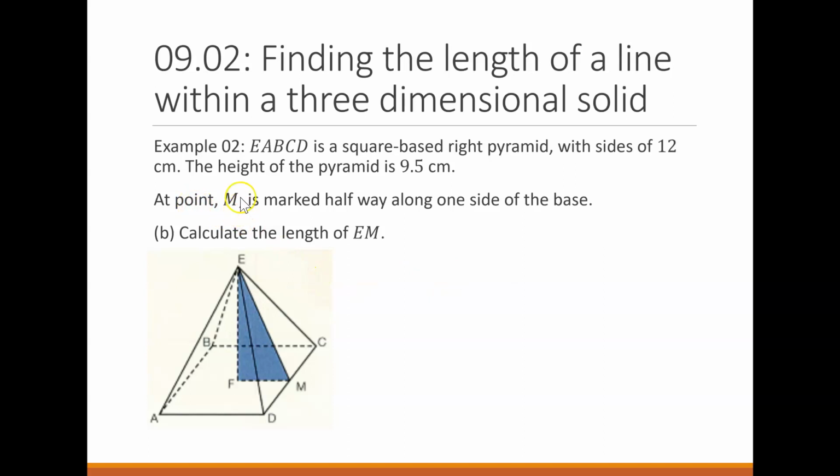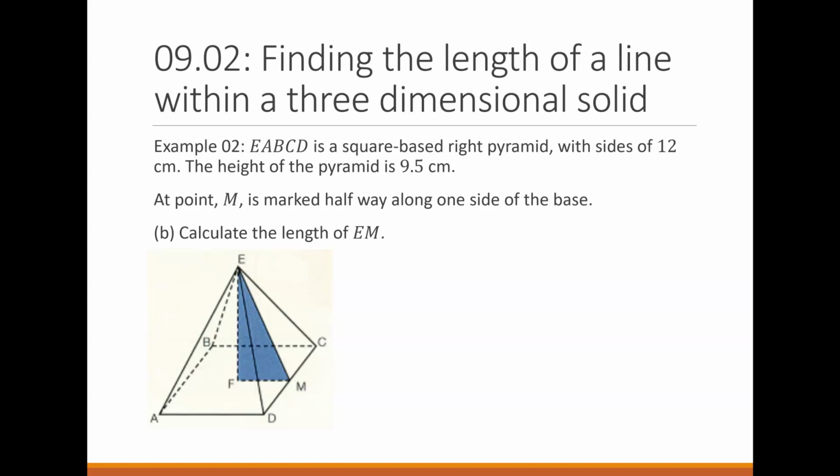For part B, we're going to mark a point M halfway along one of the sides of the base. So there's my M. And then we're going to find the length of EM. The calculation triangle I drew in here was this EFM. Do I have enough information with EFM to solve for EM? No, what would I need? We know the height is 9.5. FM. Do I really need to find FM though?